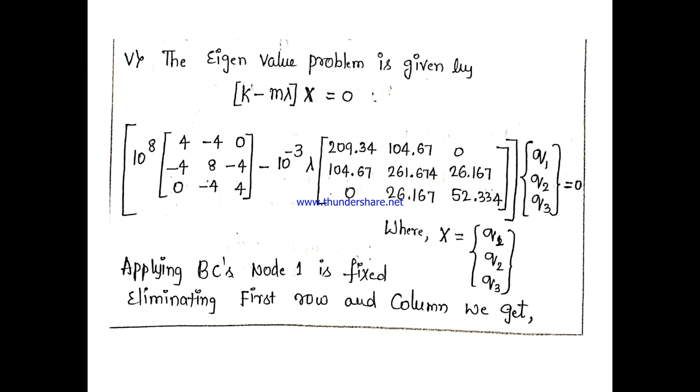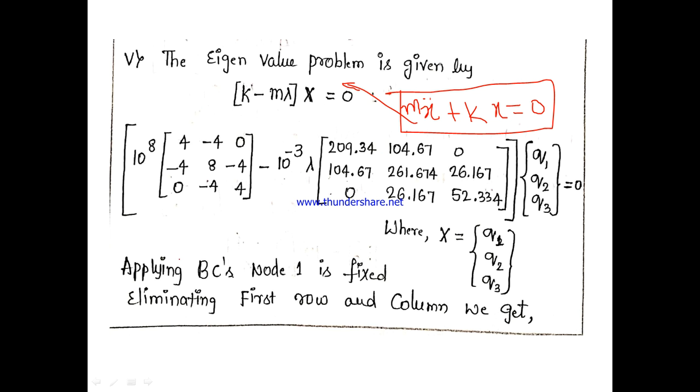Now we have found the stiffness matrix and mass matrix. The eigenvalue problem is given by this. I said you have discussed already in dynamics of machinery: m x double dot plus kx is equal to 0. This is the mass acceleration equation, or we call it the equation of motion. From this equation, this is derived: (K minus lambda M) x is equal to 0. It is derived from the mass matrix.